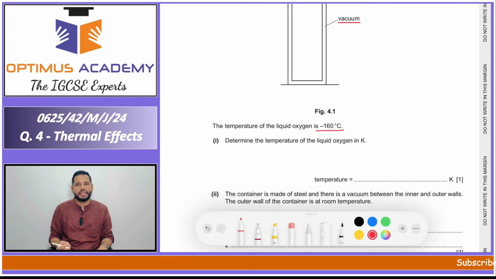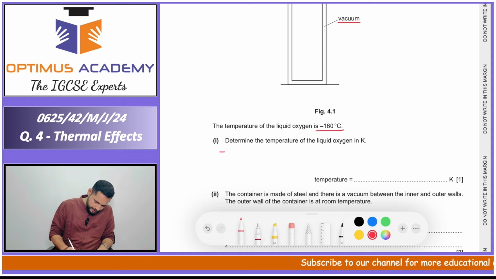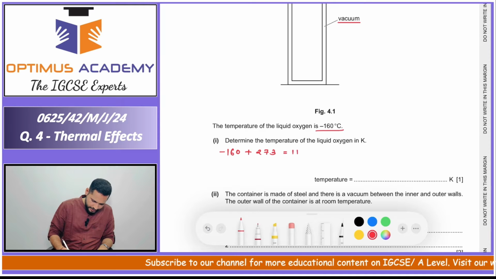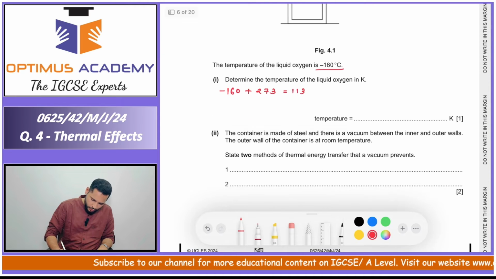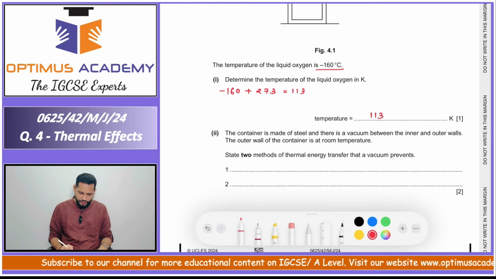How do we convert any degree Celsius value into Kelvin? We add 273 to that value. So minus 160 plus 273 will give us the number 113. So the temperature in Kelvin is 113.